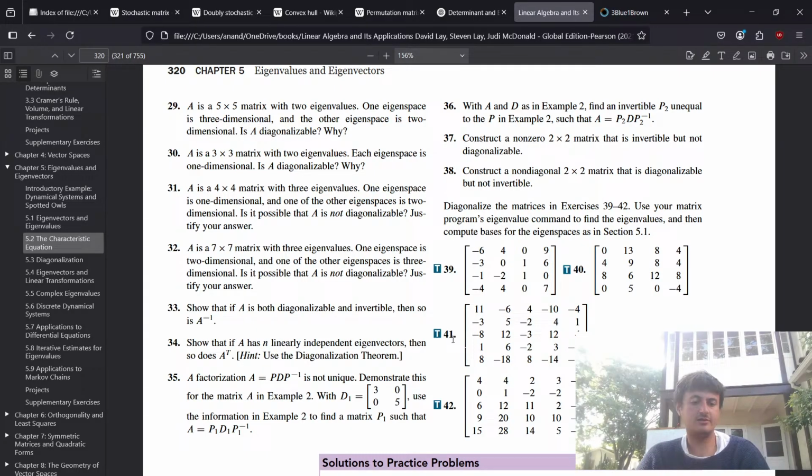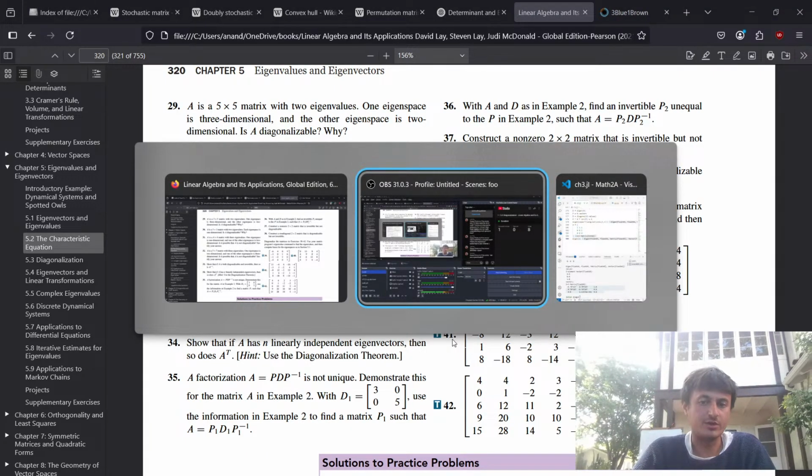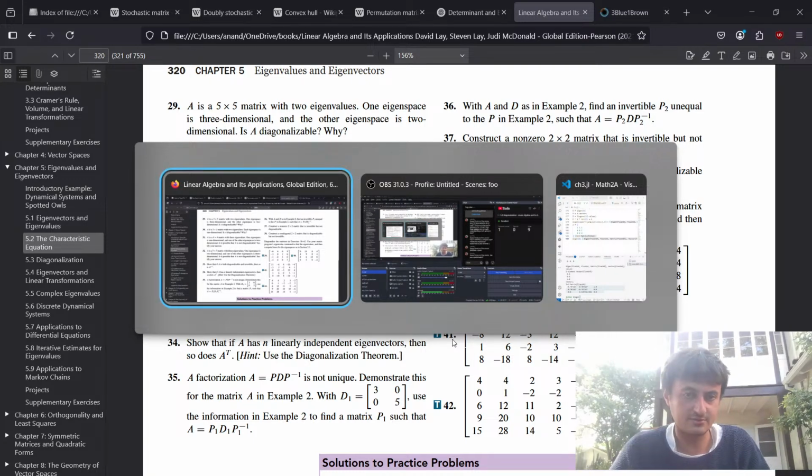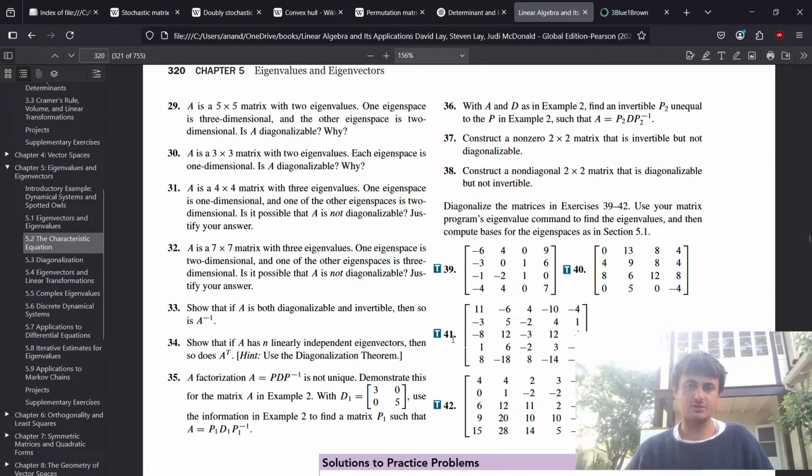Okay, let's try to bang these out, and then we're gonna end the stream, and then I'm gonna do a bunch of typesetting documents because I have homework to do tonight.